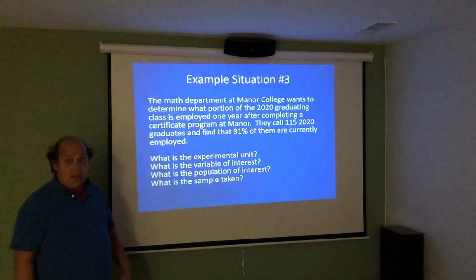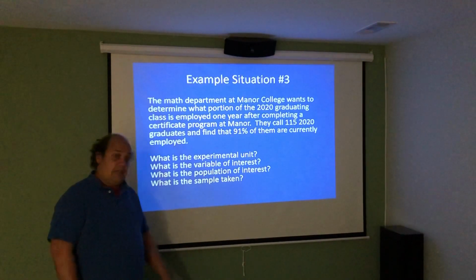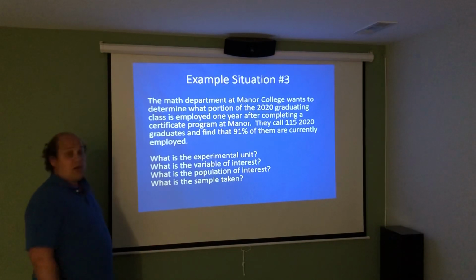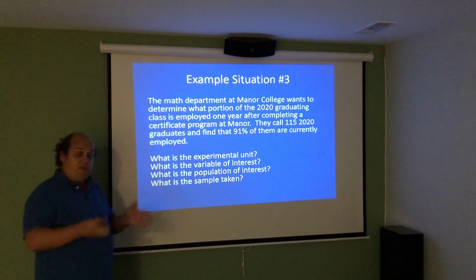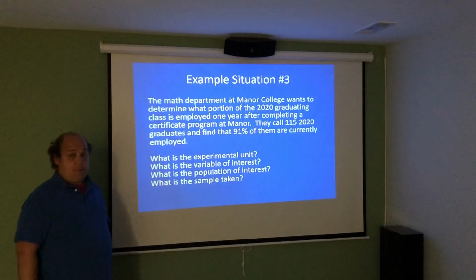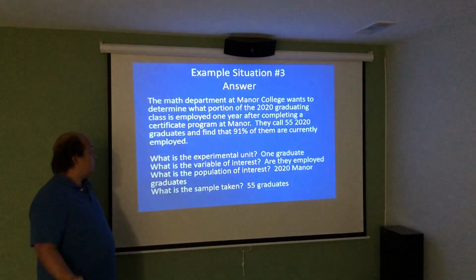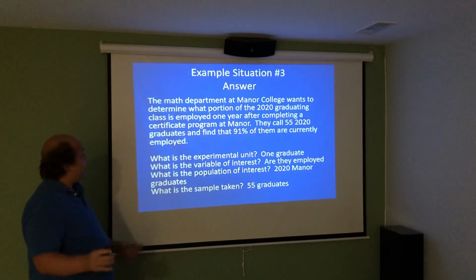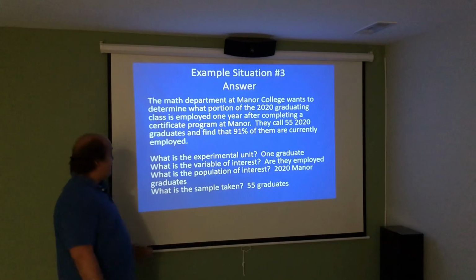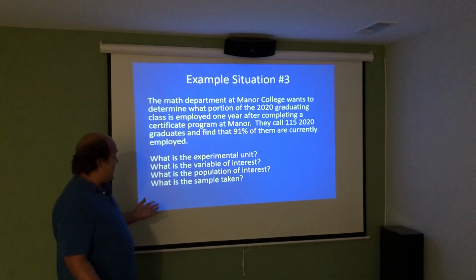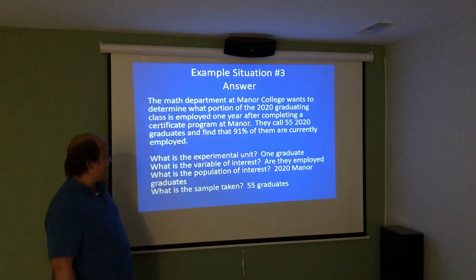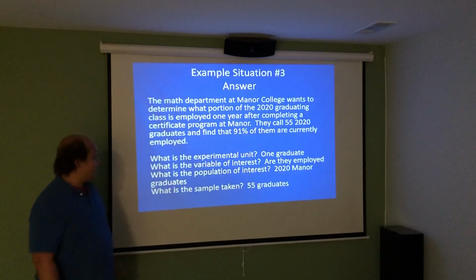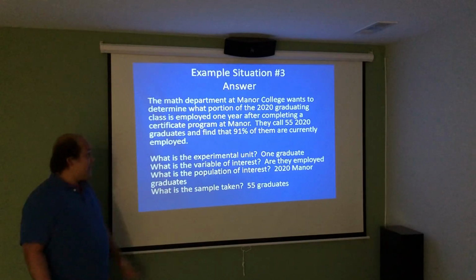What's the population of interest? So we want everybody in the 2020 graduating class. What's the sample taken? Here we called 115 of the 2020 graduates. So the 115 graduates that we called are the sample. Oh, I'm sorry. It looks like this answer, I changed things slightly. So the slide before said 115, this slide says 55. I apologize, I have to fix that. But really, this 55 graduates is just because of that change that I should have made in the slide before. All those answers are still valid.